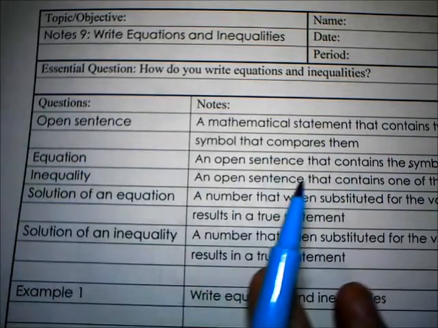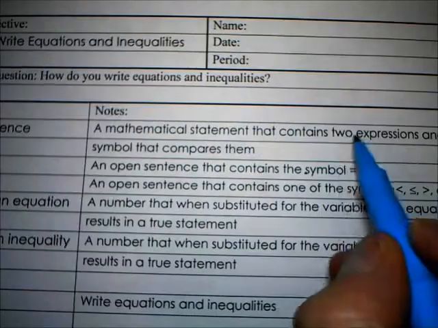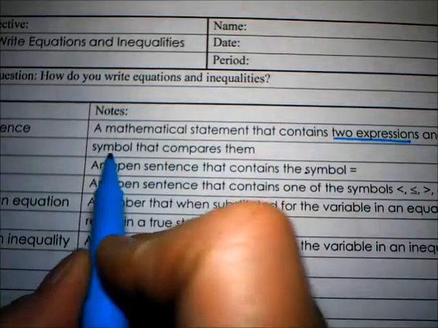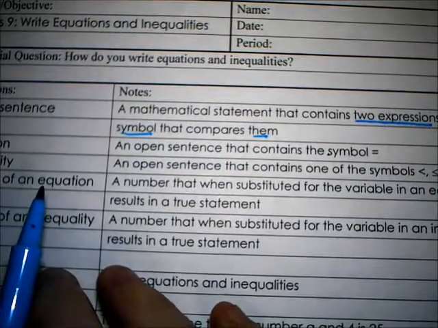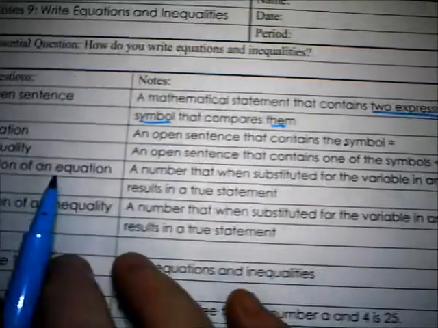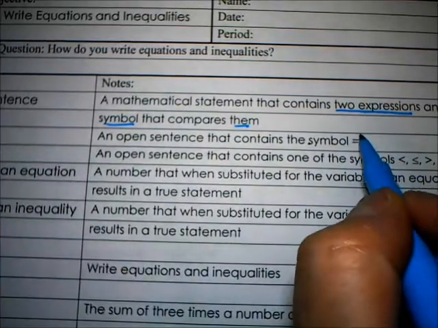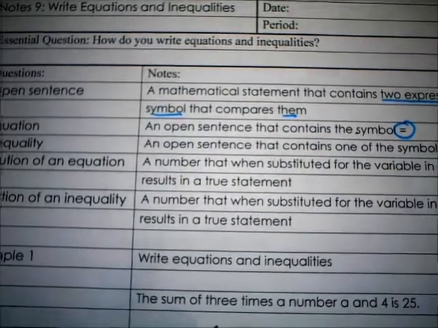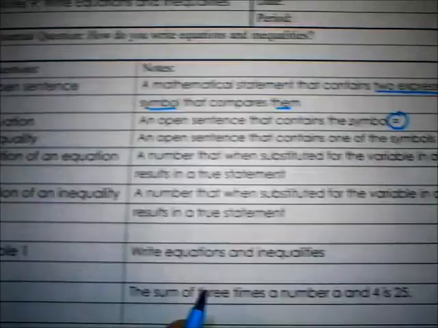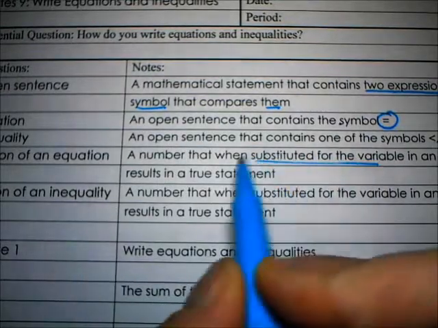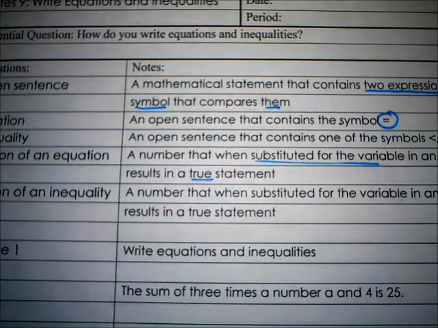Open sentence is a mathematical statement that contains two expressions and symbols that compares them. Okay, an equation is an open sentence, but it's very important because it contains an equal sign. And the solution of the equation is a number that when you substitute it in for the variable of the equation, it comes out to be true.